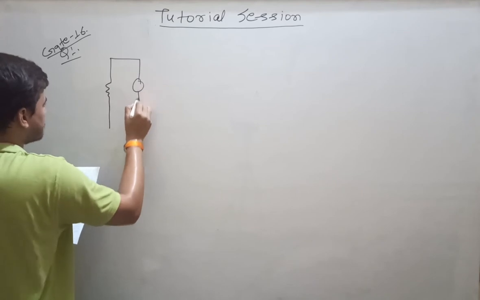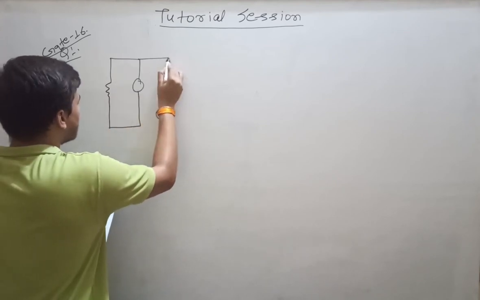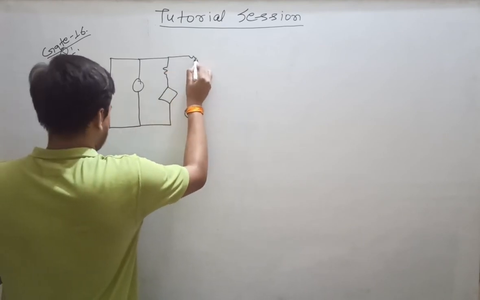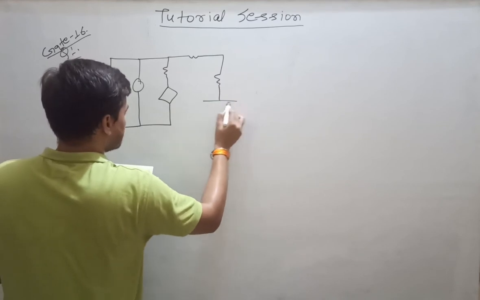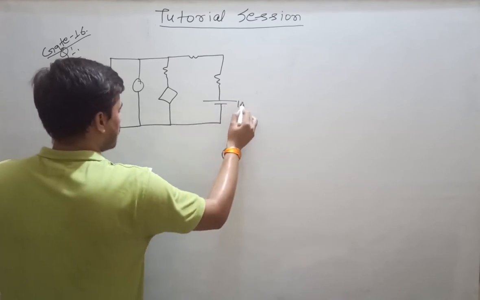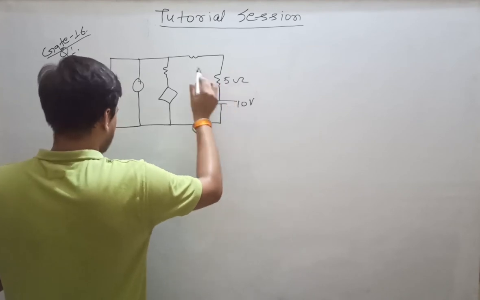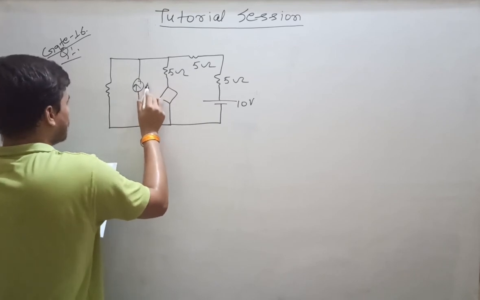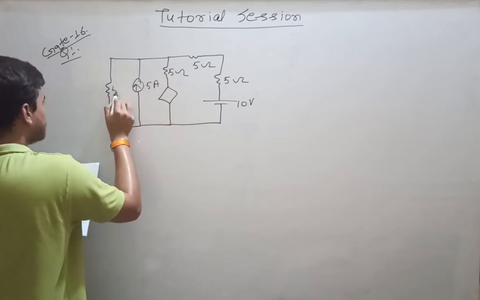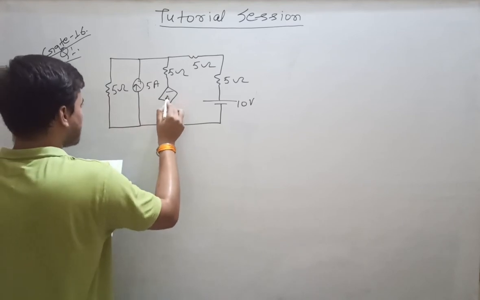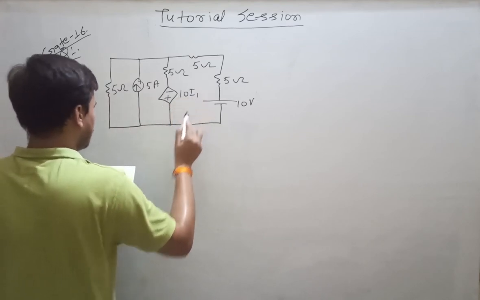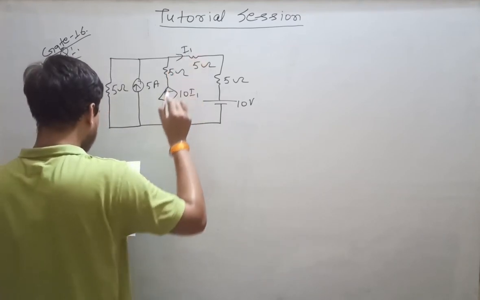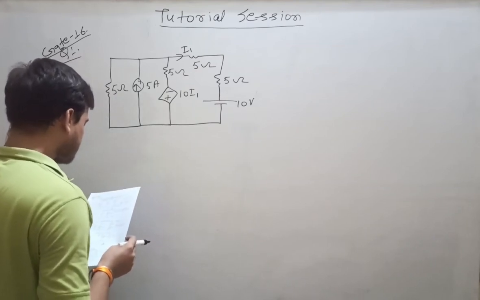you are having a resistance, you are having a current source, then you are having a resistance dependent source, then resistance, there is a battery 10 volt, 5 ohm, 5 ohm, 5 ohm, 5 ampere. This is 5 ohm. This is minus plus 10 I1, minus plus 10 I1, and this current is I1. This current is I1.